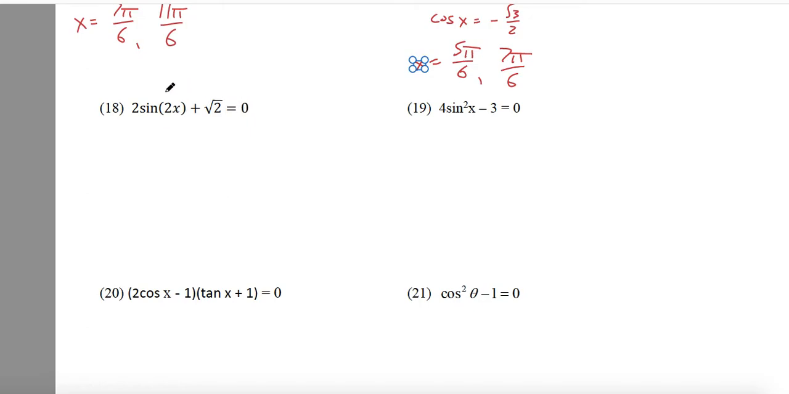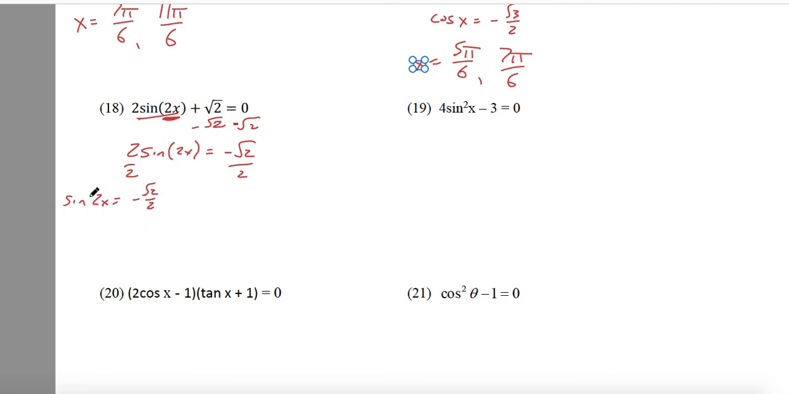So what we notice is different, this one has a 2x in it. This means we're going to have to use the general form of the equation to find all the solutions in the unit circle. So we want to start by getting sine 2x by itself. So we're going to subtract root 2 from each side. Get 2 sine 2x equals negative root 2. Divide by 2. I have sine 2x equals negative root 2 over 2.